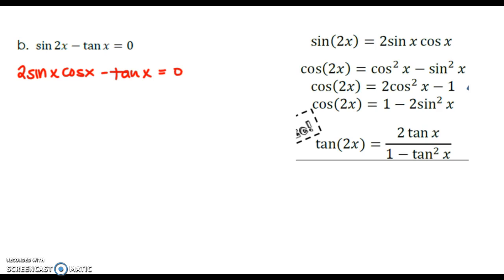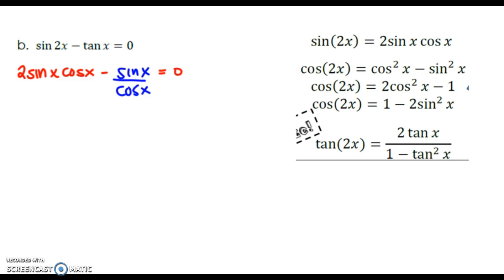Now this one said equal to 0, which is a good thing, but I don't have any common terms that I can factor out. So what I decided to do is, instead of writing tangent as tangent, I wrote tangent in terms of sine and cosine because that's what I had in my first term. So tangent turns into sine of x over cosine of x.